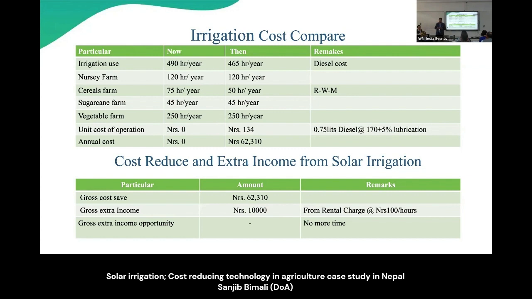At the previous time, he was operating pumps at around 134 rupees cost per hour, and he has saved around 62,310 rupees. He is generating around 10,000 rupees extra income renting out the pump at 100 rupees per hour, and there is no more time because of his labor shortage and some competitors over there. He has no opportunity for extra income. This is what the farmer is saying.